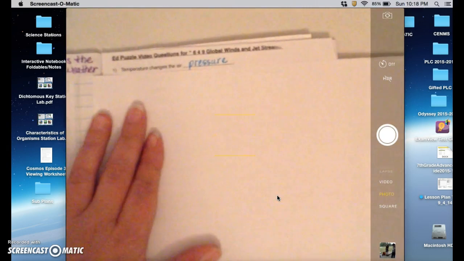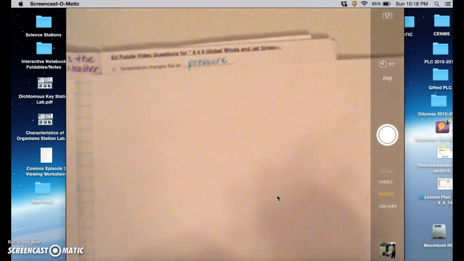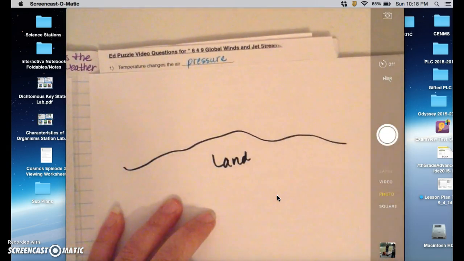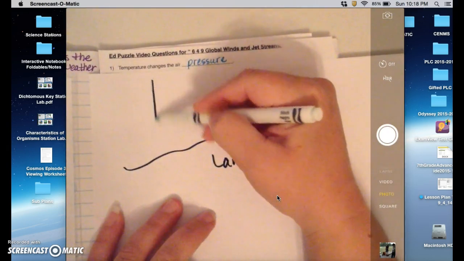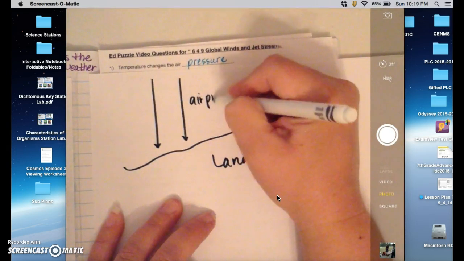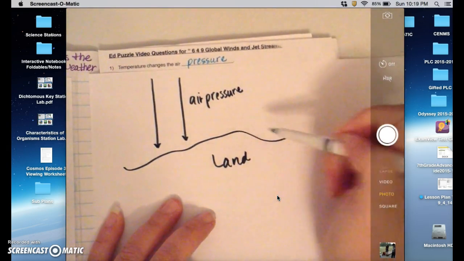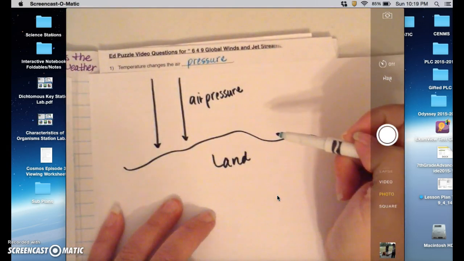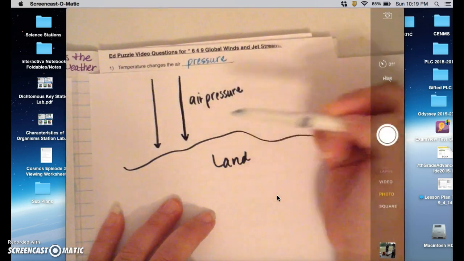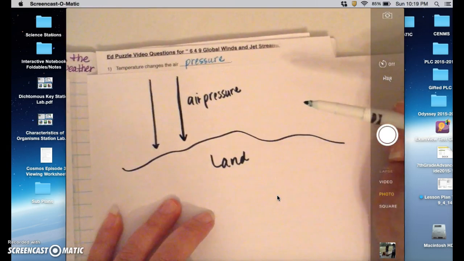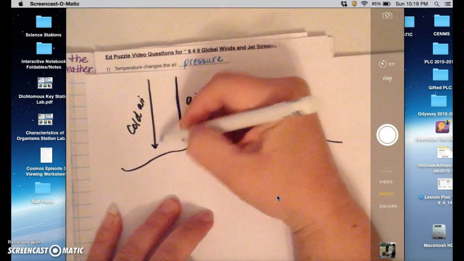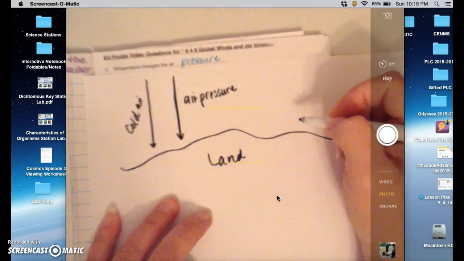When we're talking about air pressure, we're talking about how much, like if this is the land, okay, air pressure is the amount of force the air has pushing down onto the land. So this would be air pressure, okay? And when you have cold air, it is dense air, means it's heavy, okay? It's going to push down on the land a lot more than hot air, okay? So cold air is going to push down and give you a higher air pressure than warm air.